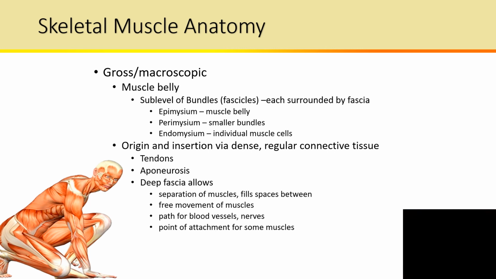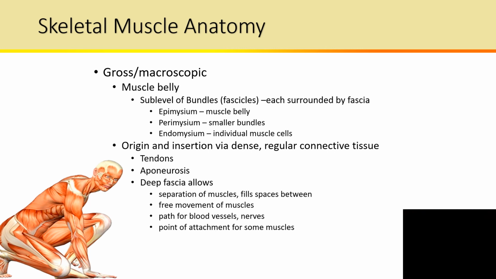The whole muscle itself is surrounded by what we call the epimysium, which basically surrounds the whole muscle belly. Inside that muscle belly are smaller bundles of multiple fibers, and this is the perimysium, which has smaller bundles of fibers inside. Then each muscle cell itself is surrounded by the endomysium, so individual muscle cells are surrounded by fascia as well.